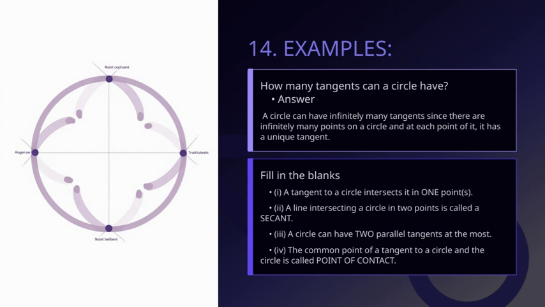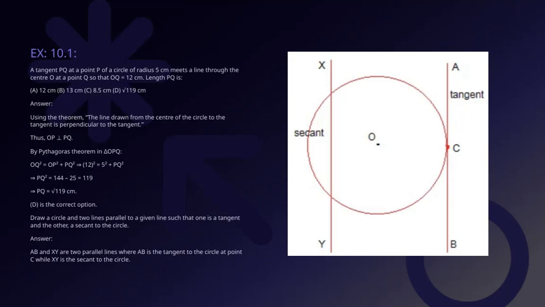Now, here's an interesting fact. Since a circle has infinitely many points on its circumference, it can have infinitely many tangents, one at each point. So, how many tangents can a circle have? The answer is infinitely many. This highlights the richness of the circle's geometry and how these tangent concepts connect to the larger theme of understanding circle properties.